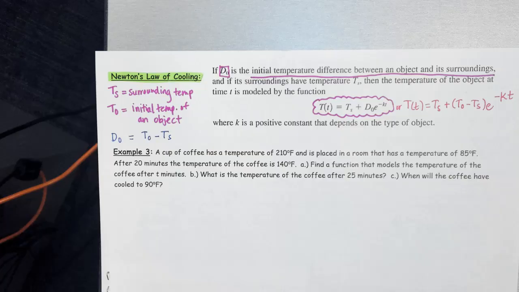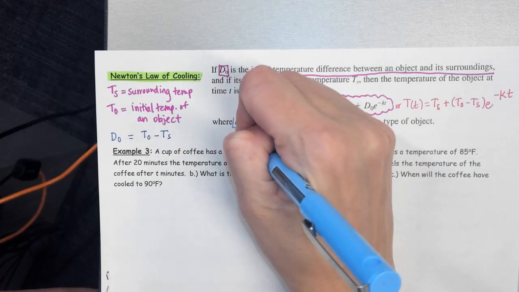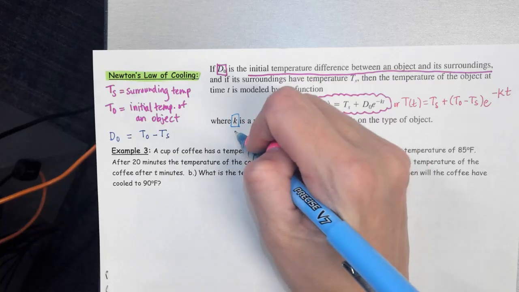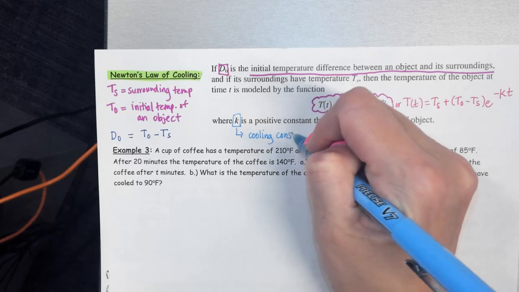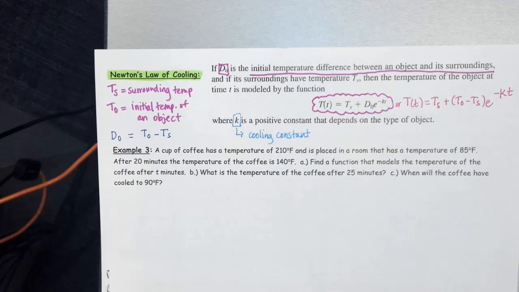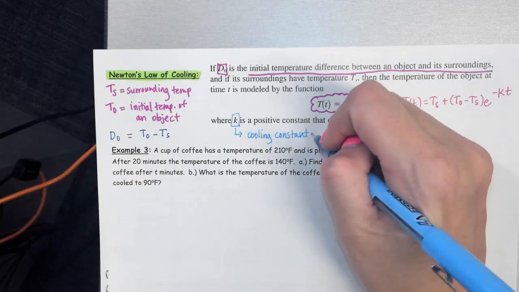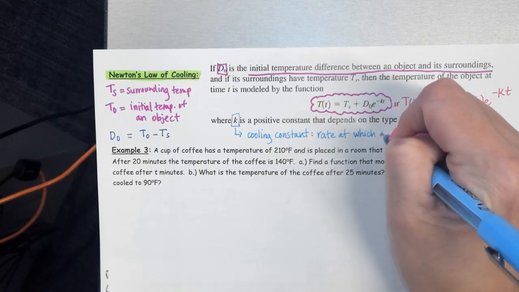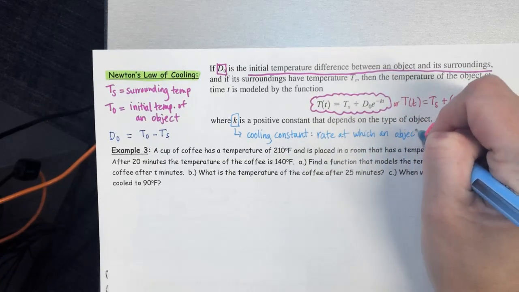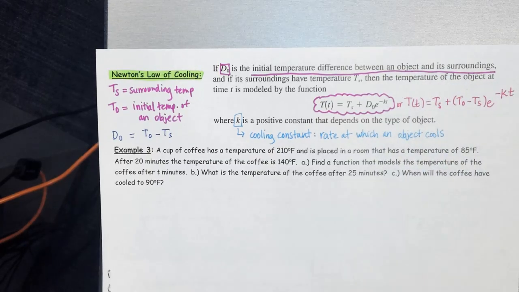And it tells you that k is a positive constant that depends on the type of the object. k is called the cooling constant. So it changes for different objects in different conditions. So it's the rate at which an object cools. Whenever you are doing a problem with Newton's law of cooling, you are going to have to find k. Okay, you are going to have to solve to find your value of k.